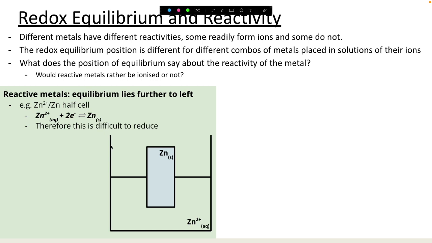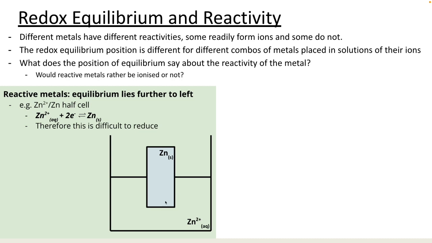So what does this imply? This implies that we've got more zinc ions than we do zinc solid. So we have an equilibrium lying to the left. Therefore, we can say that this is difficult to reduce. Conversely, this is difficult to oxidize.